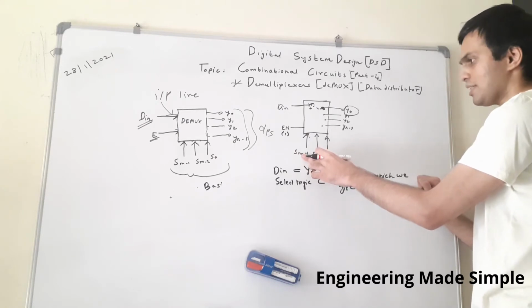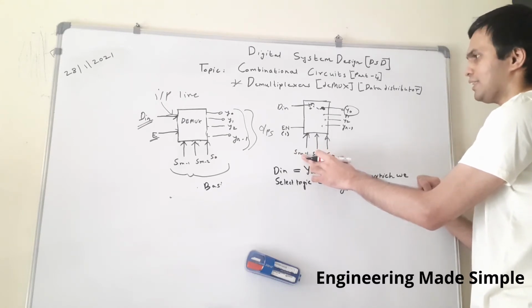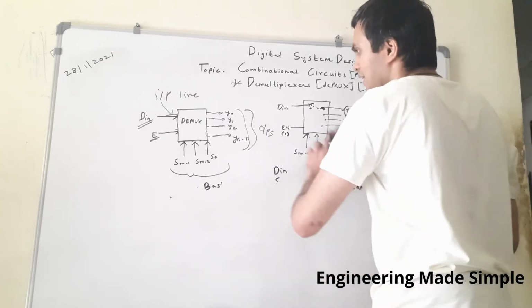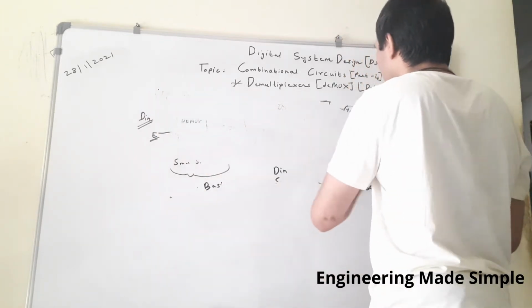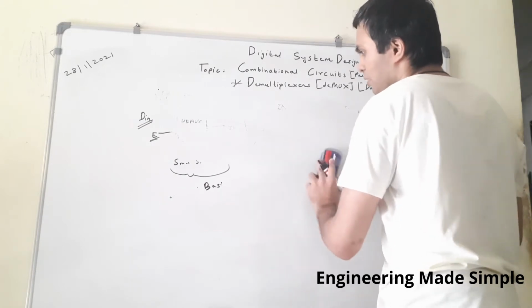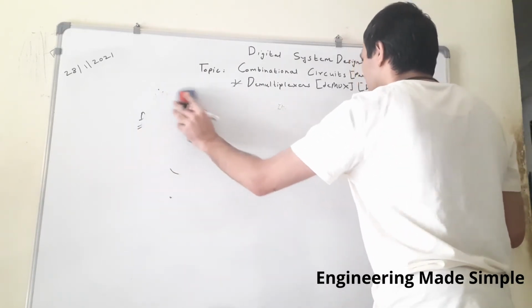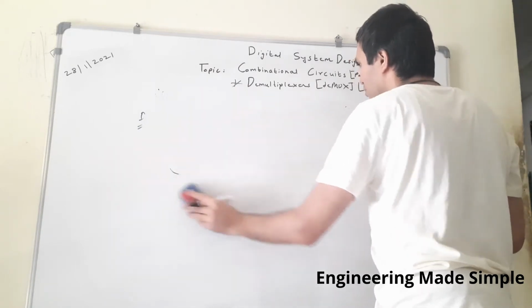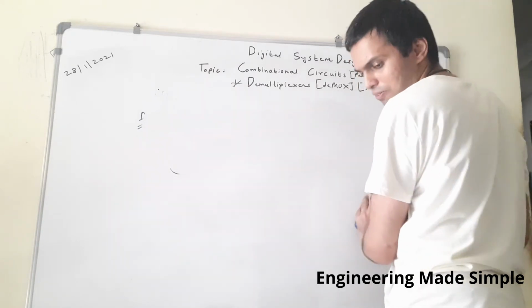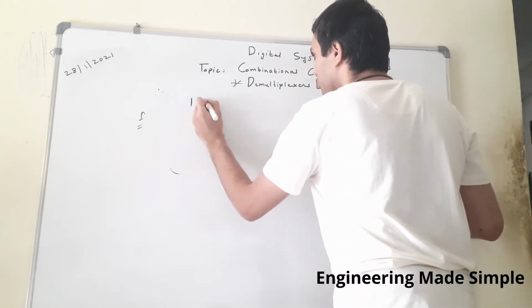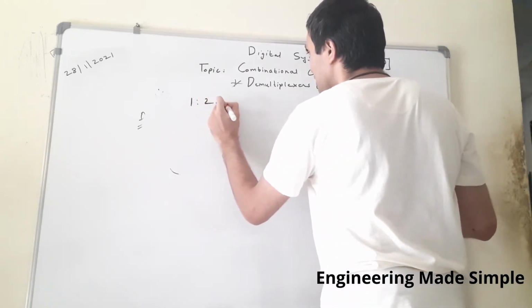So this is the basic working of a demultiplexer circuit. Now we will take a specific example. Like in case of multiplexers, we studied different types of multiplexers which were 2:1 mux, 4:1 mux, 8:1 mux, 16:1 mux. Similarly, in case of demultiplexers, there are different types, namely 1:2 demux, sorry.